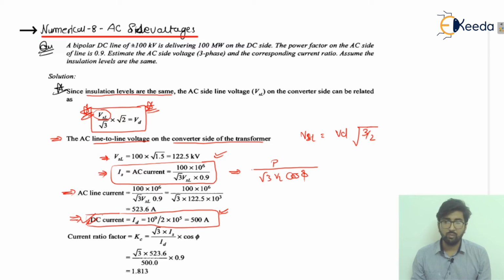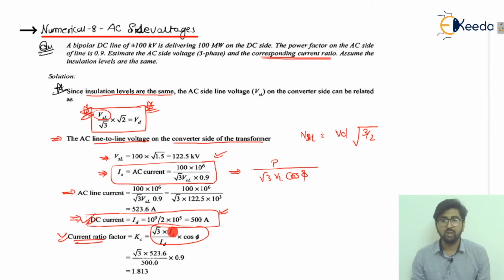Now look at some of the points which I have included for you. That is the current ratio factor, Kc. The corresponding current ratio it is talking about, the current ratio factor Kc, is root 3 Is upon Id into cos phi. Please remember this formula. You have to just put in the values: root 3, and the value of Is.